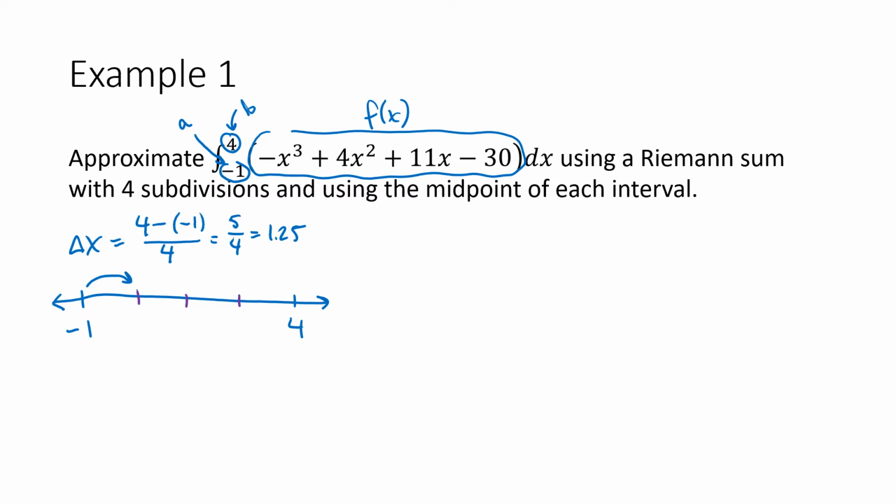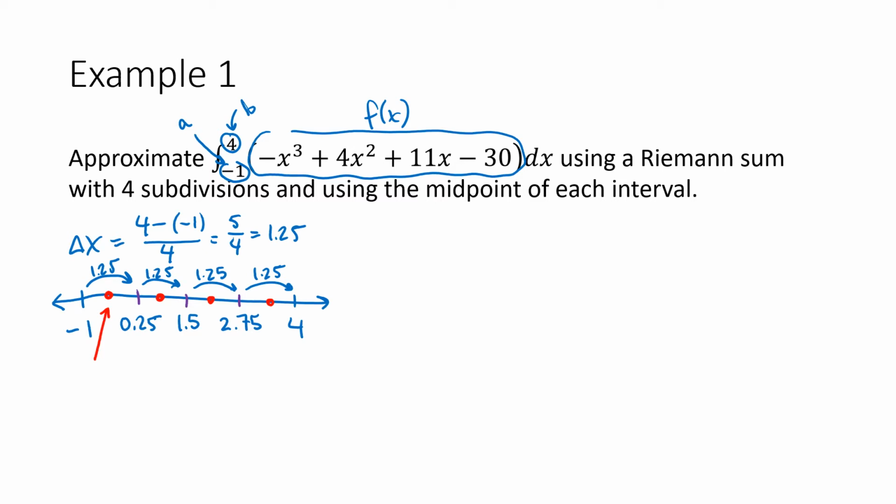So from -1, if I go up by 1.25, I end up at 0.25. From 0.25, if I go up by 1.25, I end up at 1.5. Add again, I get 2.75. And then just as a double check, if I go up by 1.25 one last time, I end up at 4. And so my xi stars, or my xk stars here, are going to be the midpoints of those subintervals.